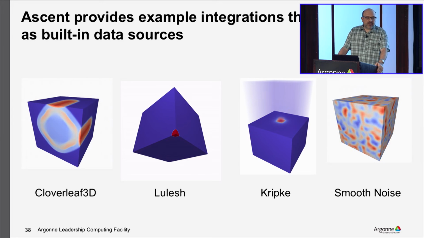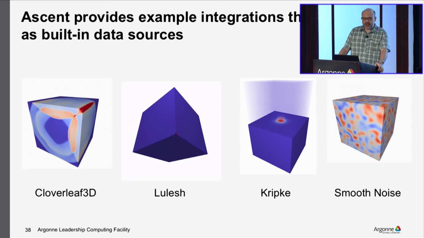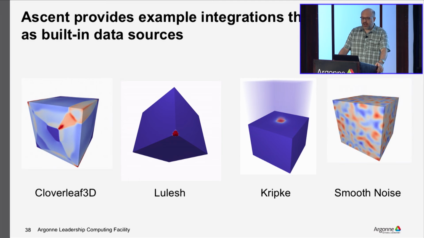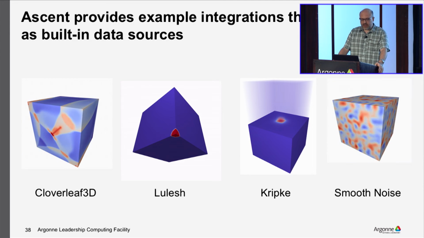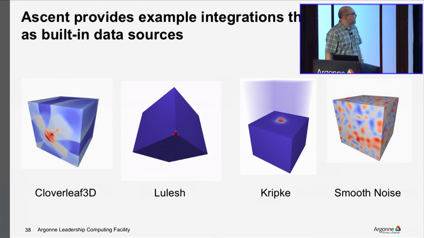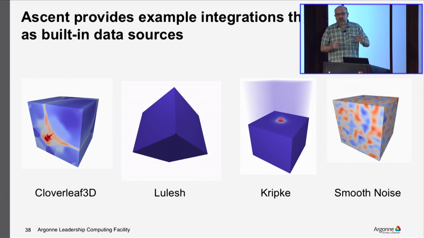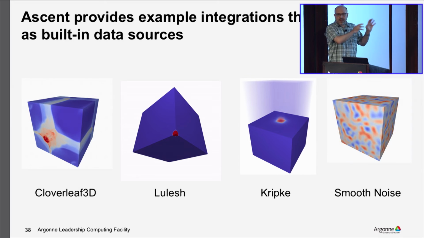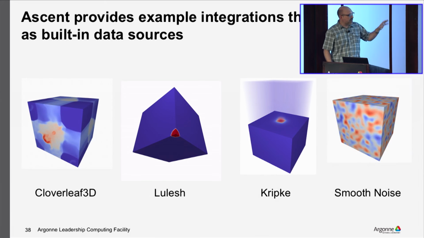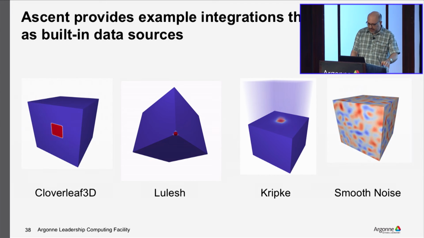Something important in Ascent are the mini apps that you can try. It comes already integrated with Cloverleaf, Lulesh, Scriptkey, and Smooth Noise. So you build it, and you can already run it and test it with these included data sources.